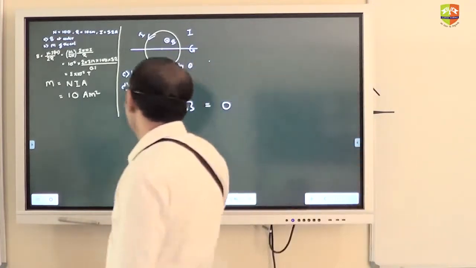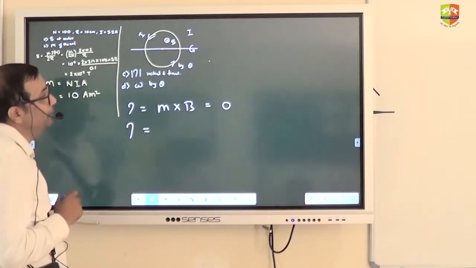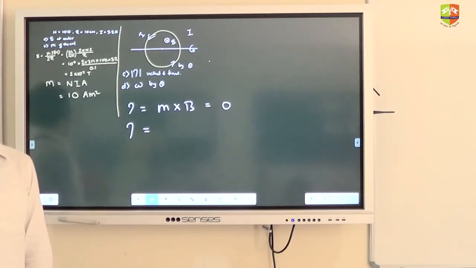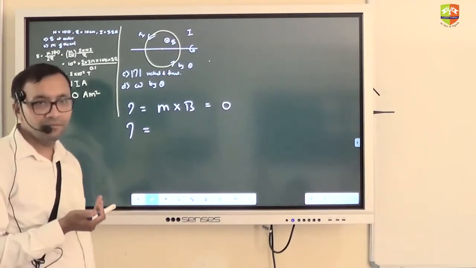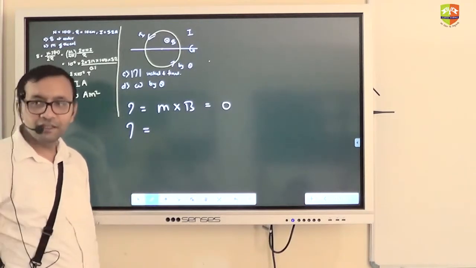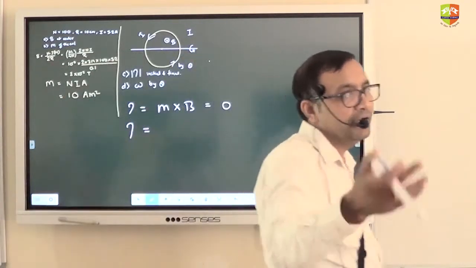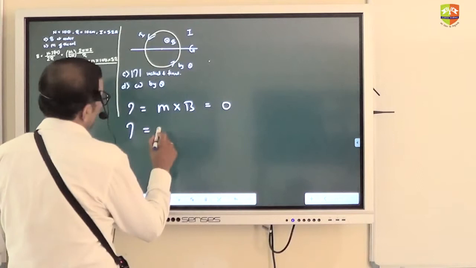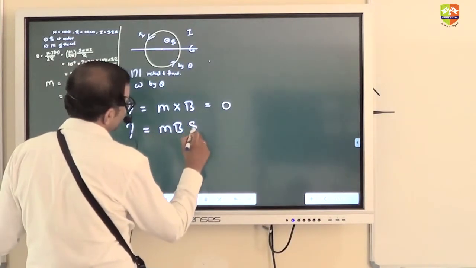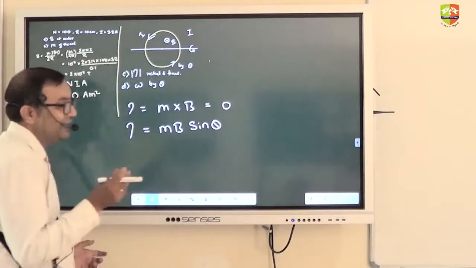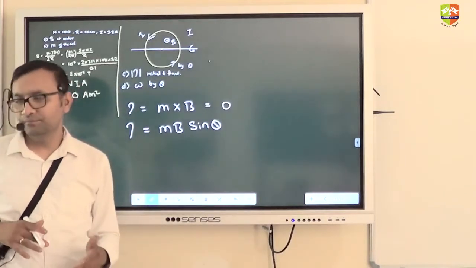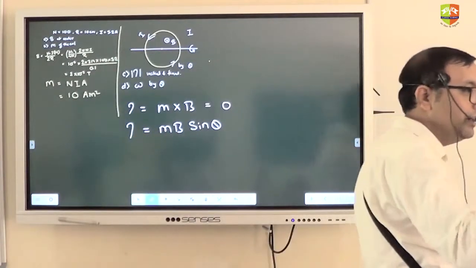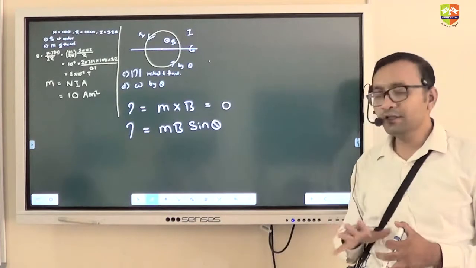Okay. Now, when it is rotated by theta, what is the angle between M and B then? Now it is theta. If you rotate by theta, the angle becomes theta. Initially it was 0. If initially it was 90, then you rotate by theta, it becomes 90 plus theta. So torque will now be m into B into sin theta. So at any angle, this is the torque. Is this torque constant? No. From 0 to 90, when the angle changes, even the torque is not constant.